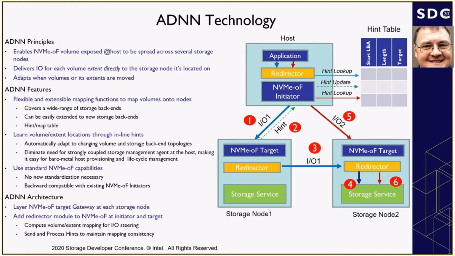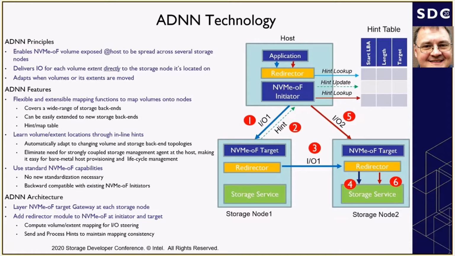Storage node 1 does know that LBA 0 is on node 2, so it forwards that IO to node 2 via some unspecified mechanism that the distributed storage system uses. We say unspecified because there are a number of options, and we'll get into that later. Now, the redirector in node 1 that forwarded this IO takes this opportunity to inform the host that LBA 0 is actually on this other node. It should send it to node 2.